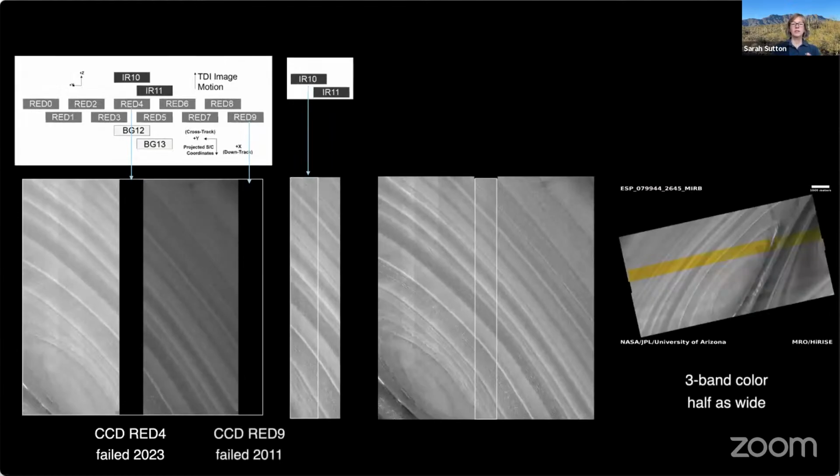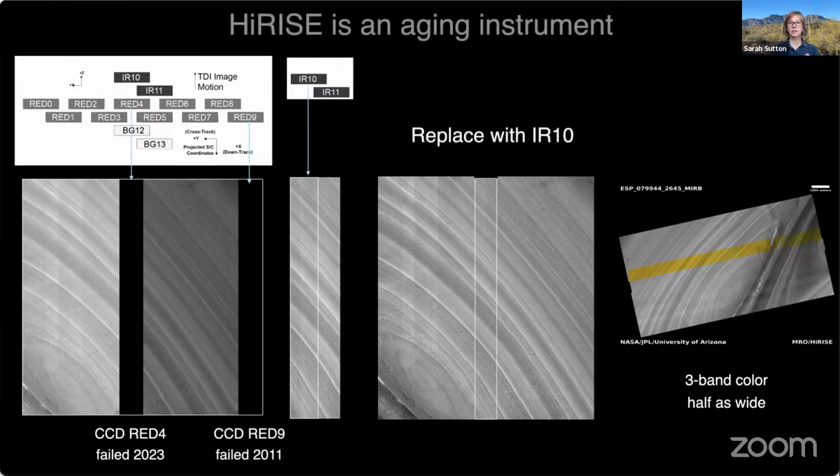The other thing about HiRISE is it's an aging instrument. Like I said, it's been operating for, I think, over 18 years, if you include when it just arrived at Mars. Maybe some of you weren't even born when it was launched. So over time, electronics wear out. This is something we just dread, but we have to do everything we can to mitigate it. In 2011, we lost the red CC9.